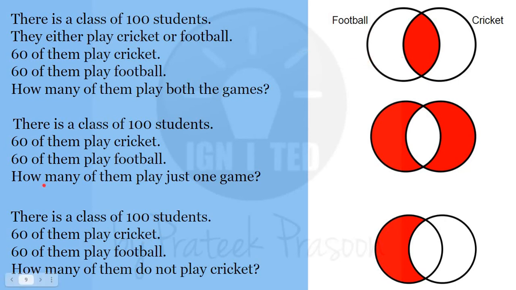Now it asks how many of them play just one game. As we already know that 20 of them play 2 games out of 100 students, automatically 80 of them will play just one game. Okay, this was also easy. Now how many of them do not play cricket? We are given that 60 of them play cricket. So this particular white circle is 60. If it is 60, the remaining do not play cricket. That is 100 minus 60, which is 40.